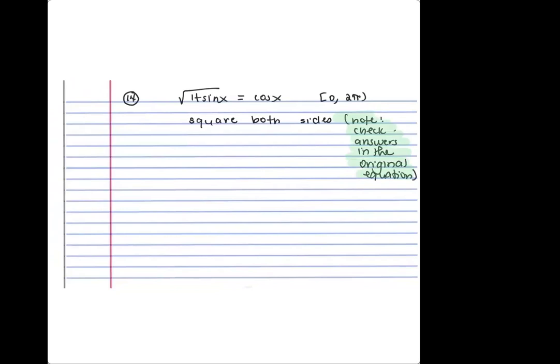So square both sides. Then we're going to get the square root of 1 plus sine x, quantity squared, equal to cosine x quantity squared. When we square the left-hand side, it frees the radicand, that 1 plus sine x expression, from the radical.